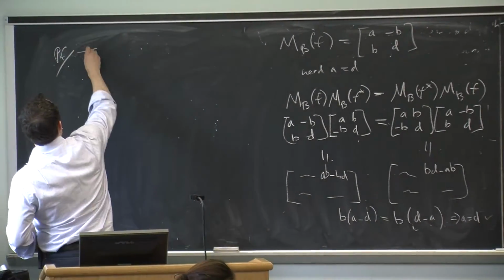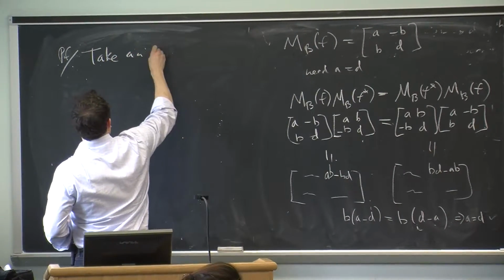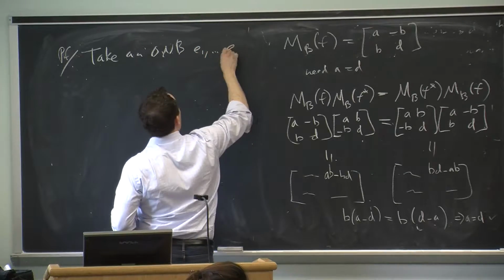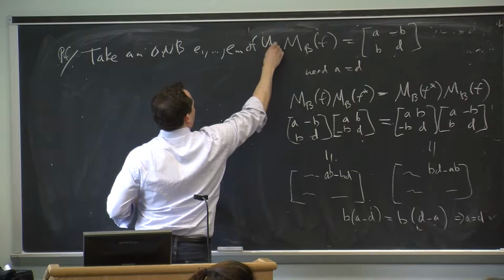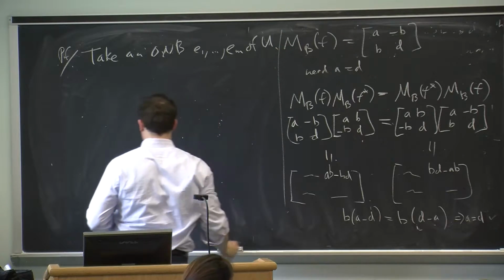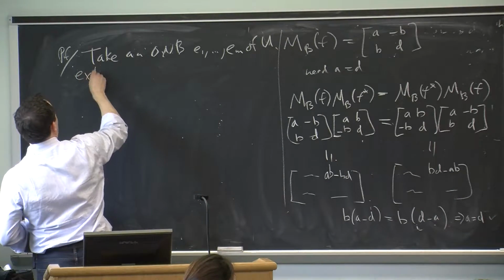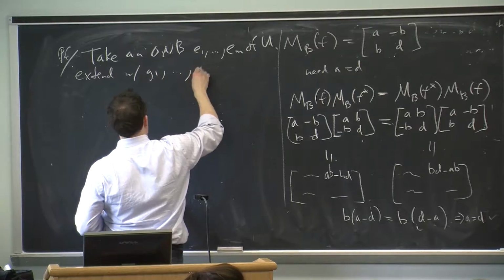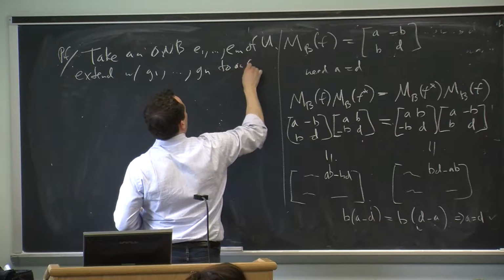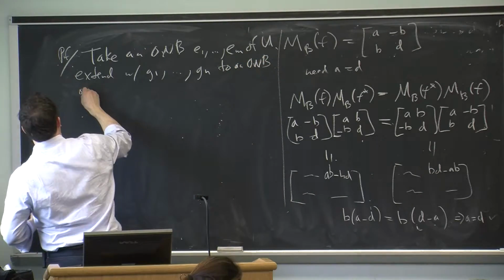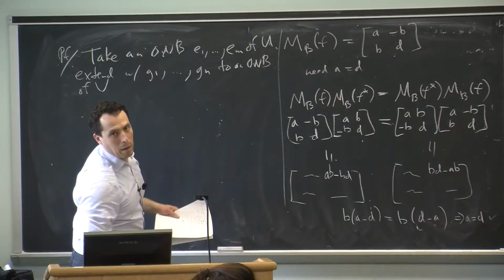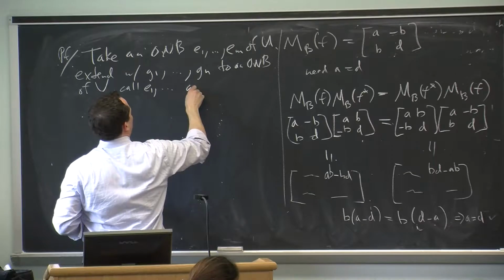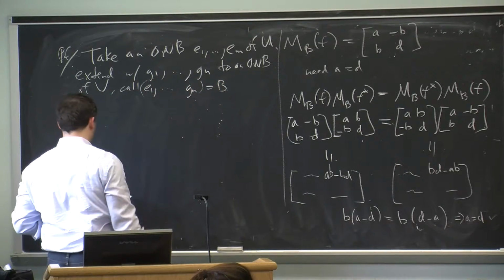Okay, so proof. Let's take an orthonormal basis E1 up to Em of the subspace U, and extend it with G1 up to Gn to an orthonormal basis of V, and call this combined basis E1 up to Gn the basis B.